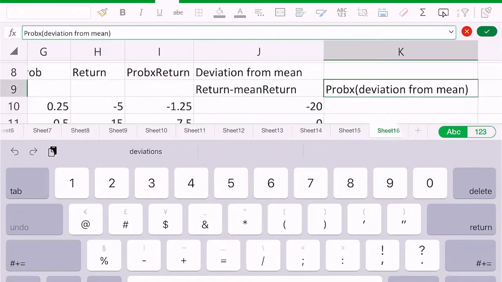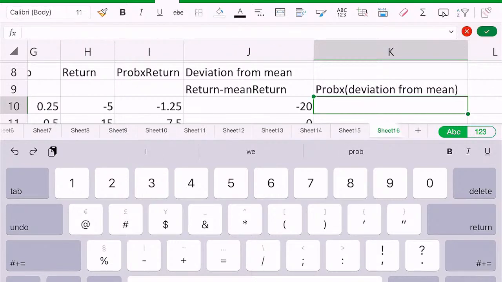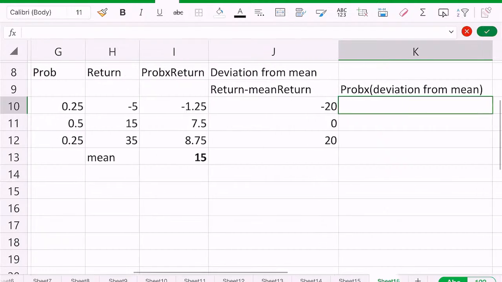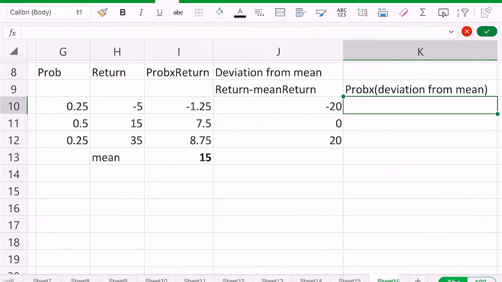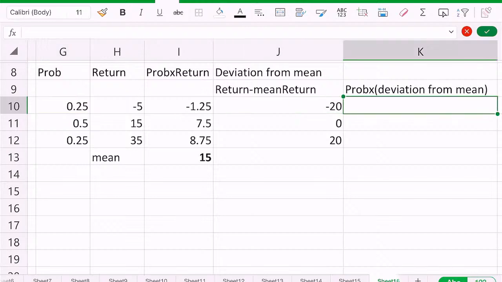Trying to make it look the same. Okay, so that's what we have to do. We have to multiply probability. So I have to take this column over here and multiply it by this column over here, and then sum.